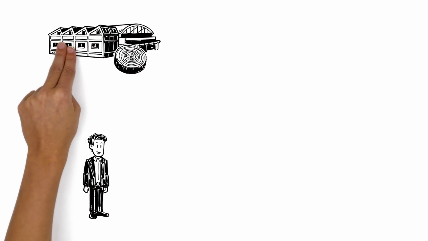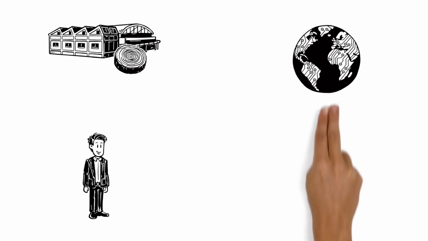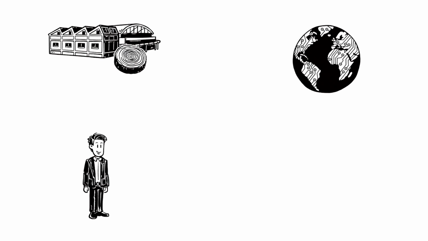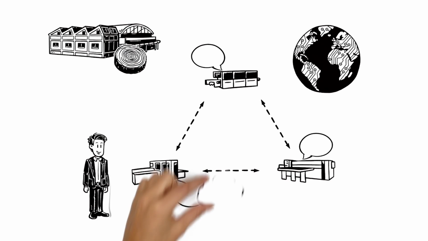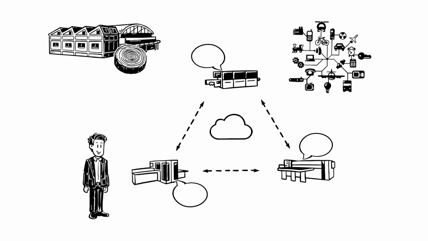This is Mr. Kess. He is the managing director of a woodworking company. He knows that digitization is becoming increasingly important. His machines are already networked and communicating with each other. But with the aid of a cloud platform and the IoT, Mr. Kess can take the production to a new level. What is behind this?